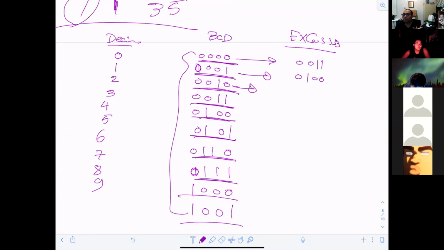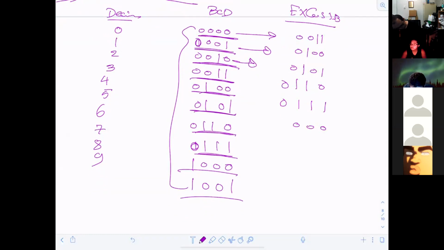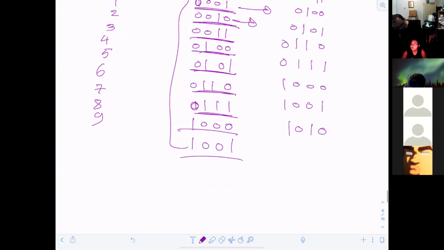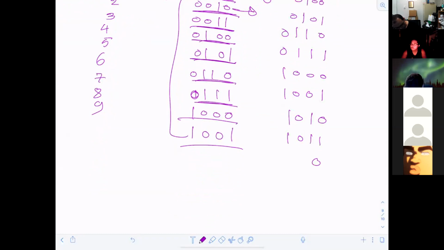2 in excess-3 is 5 because you add 3, right? So it's going to be 0 1 0 1. Then you already have 6. Then you already have 7. Then you already have 8. Then you already have 9. Then you already have 10. Then you already have 11. Then you already have 12.